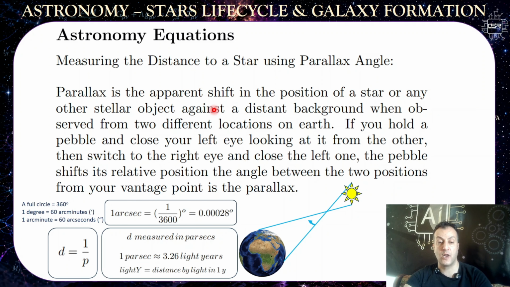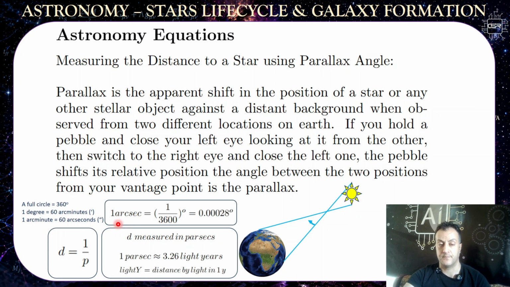Now here are the formulas that we're going to explain further in the next slide. 1 arcsecond is given by 1 divided by 3,600, just like 1 hour has 3,600 seconds. So 1 over 3,600 degrees is equal to 0.00028 degrees. A full circle is 360 degrees, 1 degree is 60 arc minutes, and 1 arc minute is 60 arc seconds.